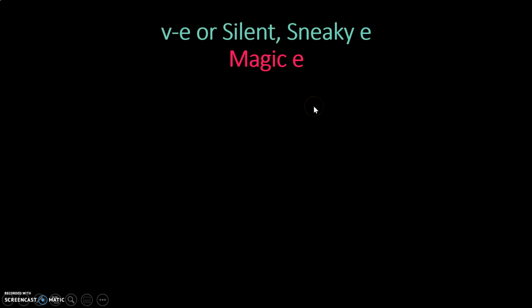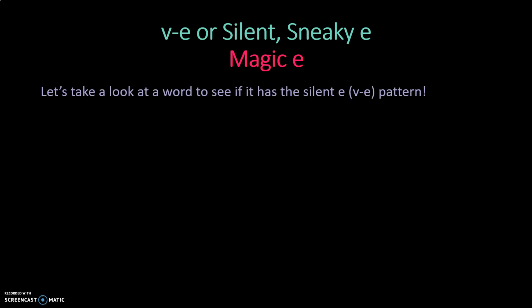So let's talk a little bit more about the silent sneaky E, or the vowel consonant E pattern. Let's take a close look at a word to see if it has this silent E pattern. Okay, get your magic finger out. Actually, fingers. Because I'm going to tell you, point to the vowel or vowels. Remember, the consonants are blue, the vowels are red. Pointing to the vowels, they're the red ones.